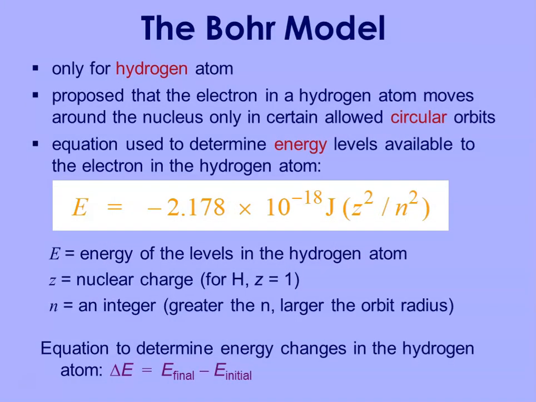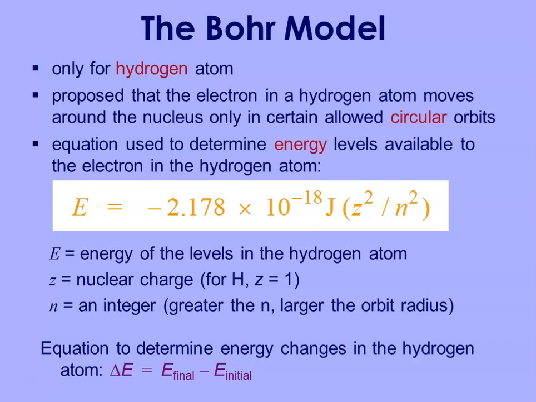So Bohr's model, again, is going to be applicable only to hydrogen. It did not work for larger atoms. And this is the idea that the electrons are moving in a planetary motion. They're moving in circular orbits.